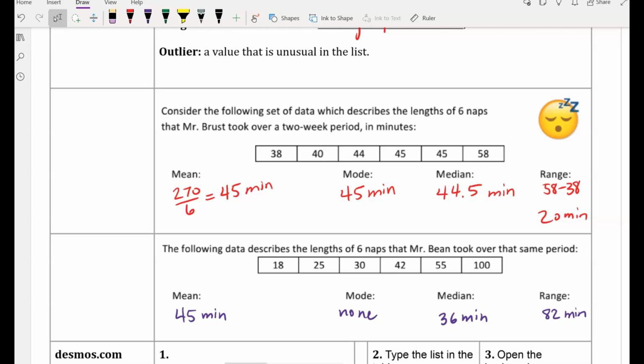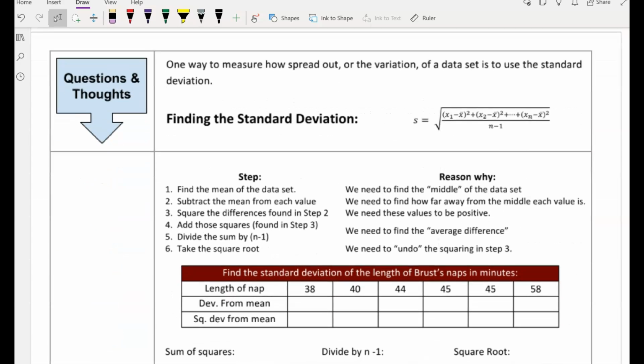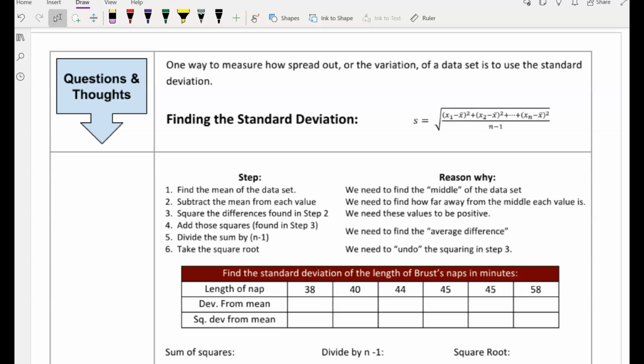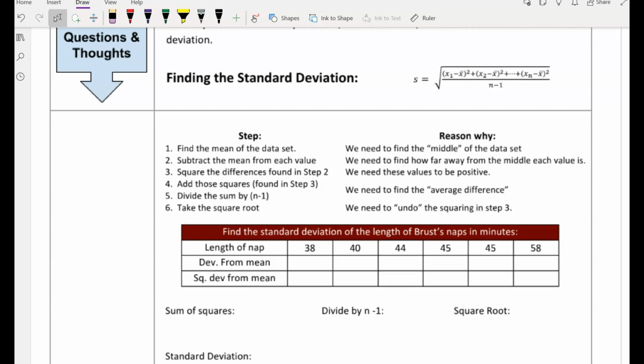There's another indication of the variance or the spread in the data that we're interested in looking at, and that's called the standard deviation. Now here's the formula for finding standard deviation. You do not have to memorize this formula. We're going to go through the steps to find the standard deviation for our data sets, but just know that we will be using technology to find the standard deviation and then interpreting the meaning of that.